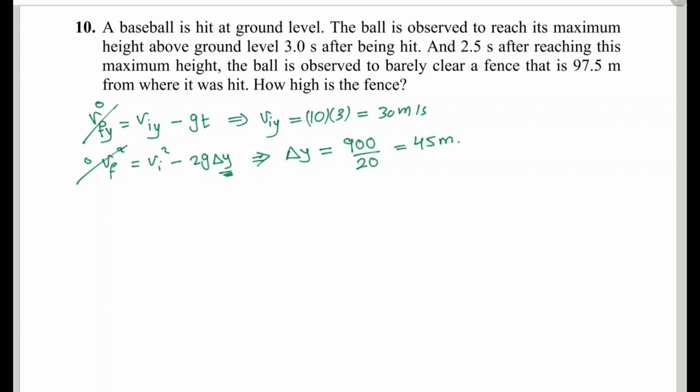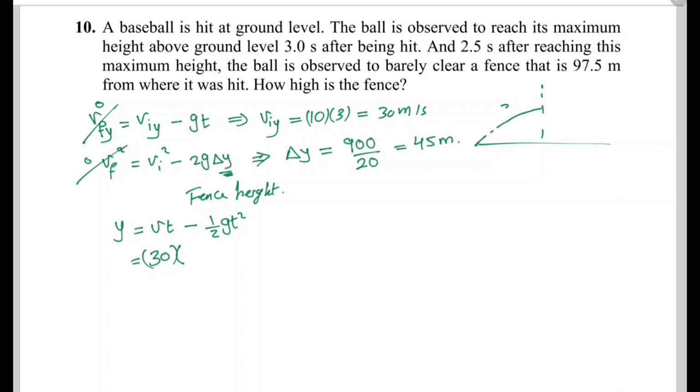Now to calculate the fence height, let's find y equals v t minus half g t squared, or 30. Now the time is, remember, it's a symmetric equation. So if we throw the baseball like this one here, it takes 3 seconds to reach the maximum height and another 3 seconds to reach the ground.